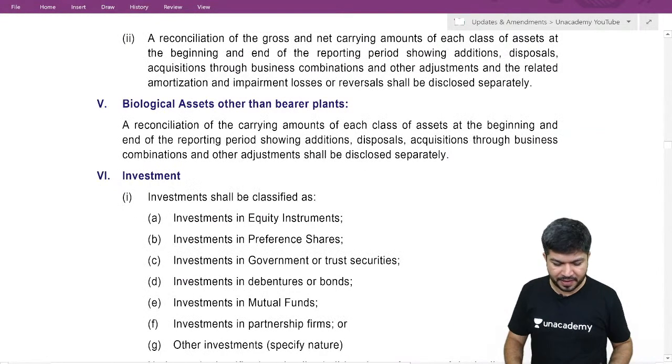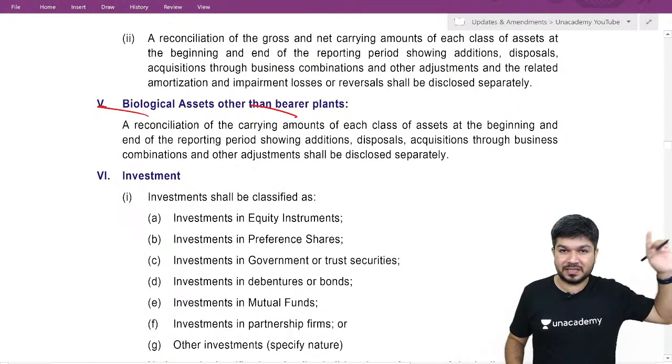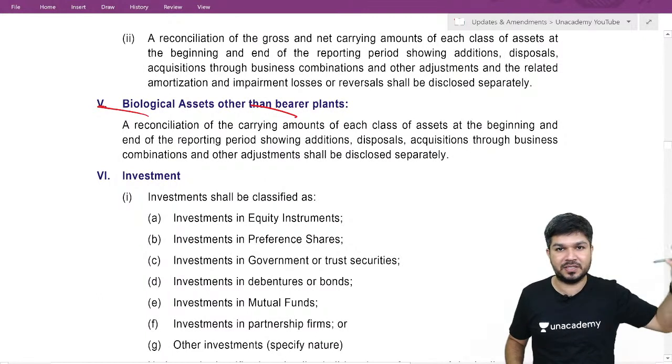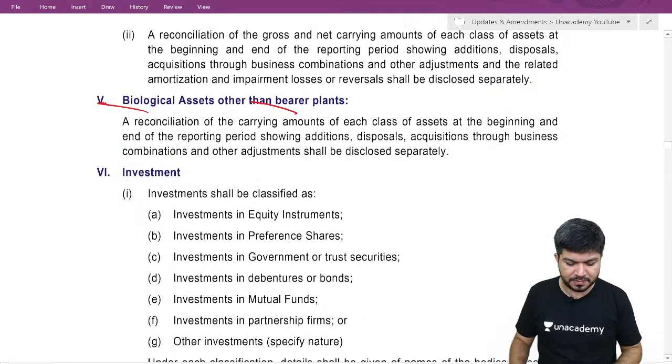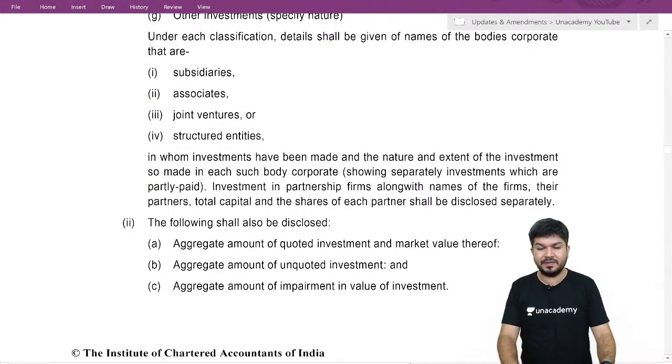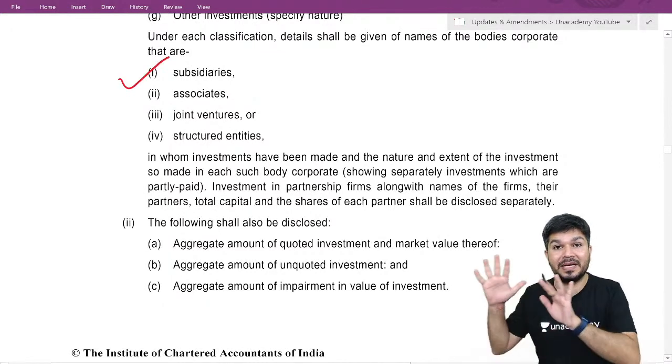Okay, other things are fine. Biological assets other than bearer plant, they come on the face of the balance sheet. Okay, there's a separate heading for that. Under your investments, I just go down. If there's an investment in subsidiary, associate, JV, they are to be always shown separately.